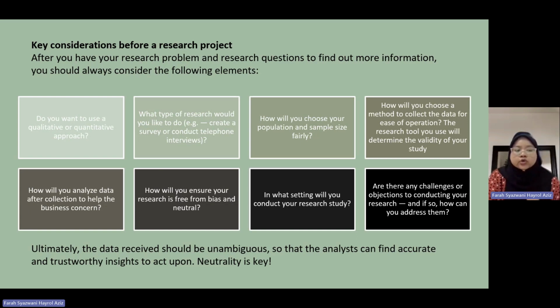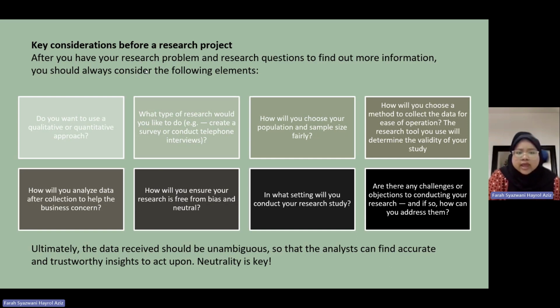Number one, do you want to use a qualitative or quantitative approach? Okay, so what type of research would you like to do? Would you like to create a survey? Would you like to conduct telephone interviews? How will you choose your population and sample size fairly to represent all categories? How will you choose a method to collect the data for ease of operation? So the research tools that you will be using will determine the validity of your study.